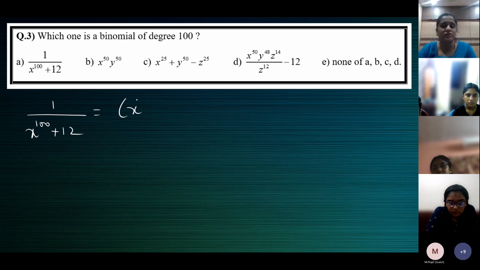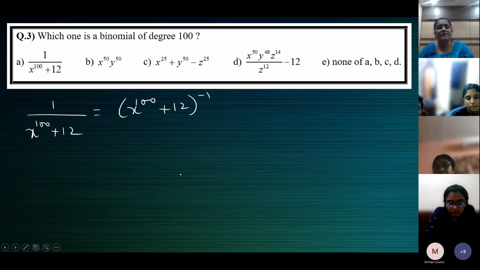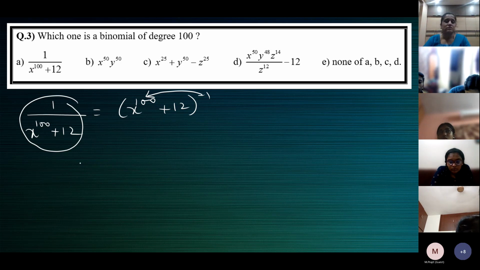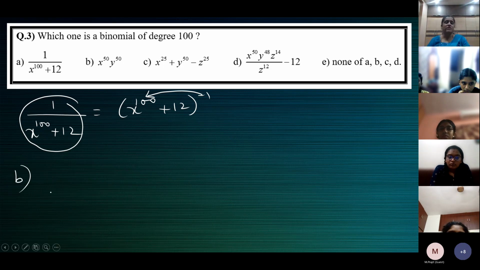We are not going into the simplification of this. When you take this up to the numerator, it is x to the power 100 plus 12, the whole power minus 1. That power will affect the sign of the power here. So it will go negative, which is not a whole number. Hence, this one is not a polynomial. It is an algebraic expression. If it is not a polynomial, then you don't have to check its degree and all that. So leave option A.